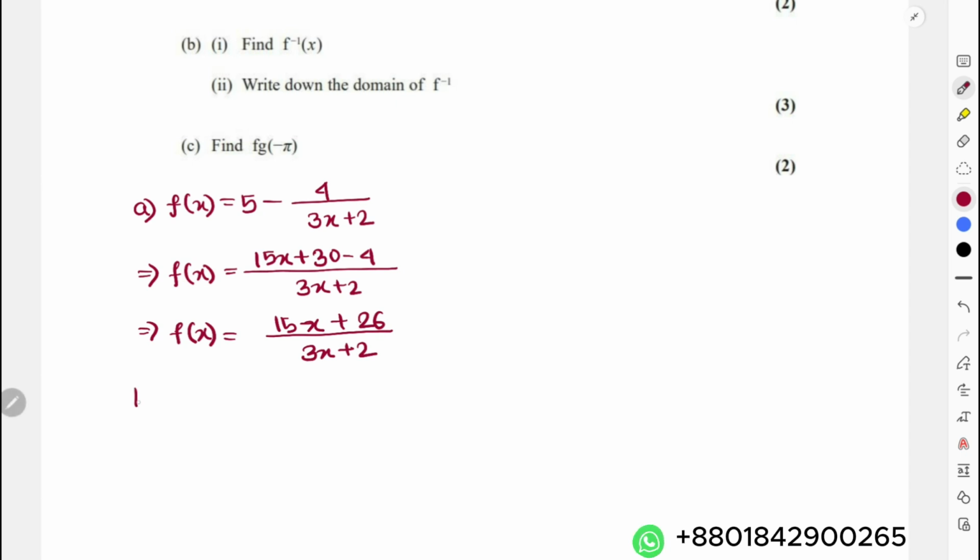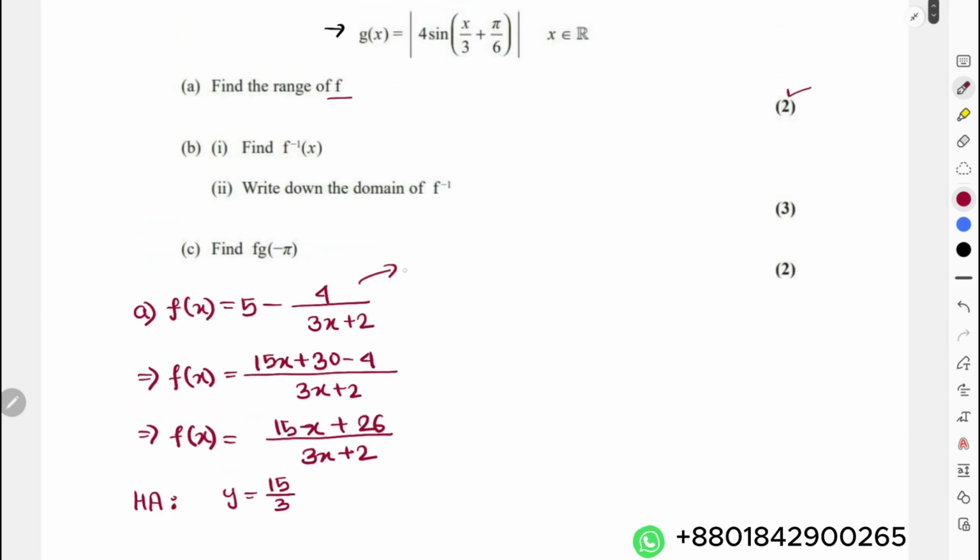First, to find the horizontal asymptote, HA, I always take where the horizontal asymptote cuts the y-axis. For this we always take the two coefficients of x in this fraction equation, which are 15 and 3. For horizontal asymptote, this was always the case. I always convert the equation and write it as y equals ax plus b over cx plus d.